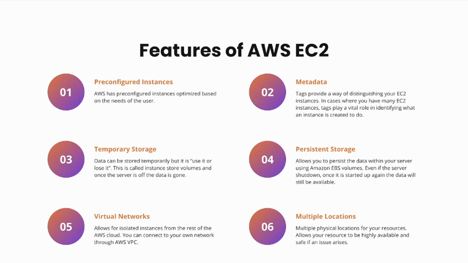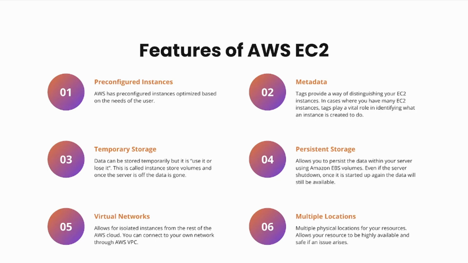Number 3 is temporary storage, so data that can be stored temporarily. If you close your EC2 instance or shut it down, it will be lost. It's a use it or lose it type of model. This is an instance that is used to store volumes, but once the server is off, the data is gone. Then there is persistent storage, which allows you to persist the data within your servers using Amazon EBS volumes. Even if your server is shut down, once it starts back up, it'll just take that information from those volumes and the data will still be available.